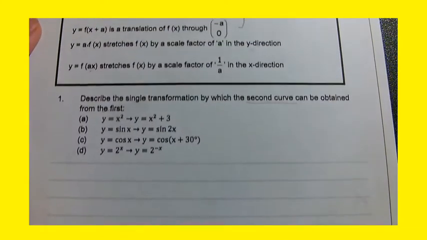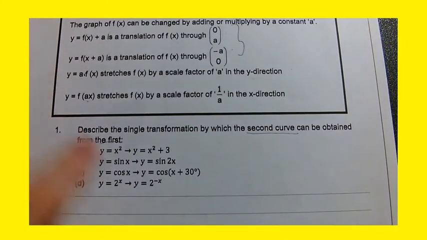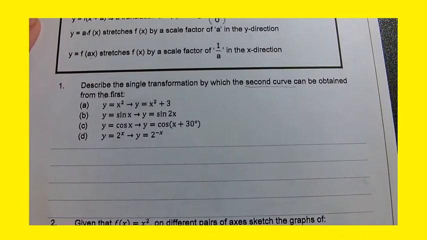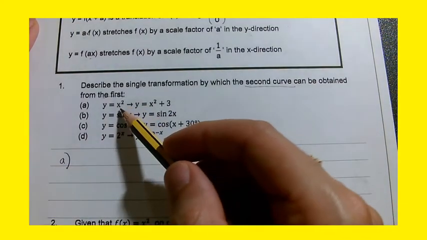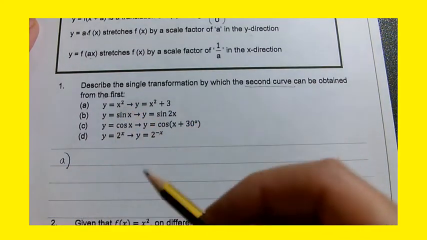So essentially what they're saying is, describe the transformation which gets you from the left hand side curves to the right hand side curves. So first of all, what you need to do is analyse what your f of x is. So in part A, our f of x is x squared.